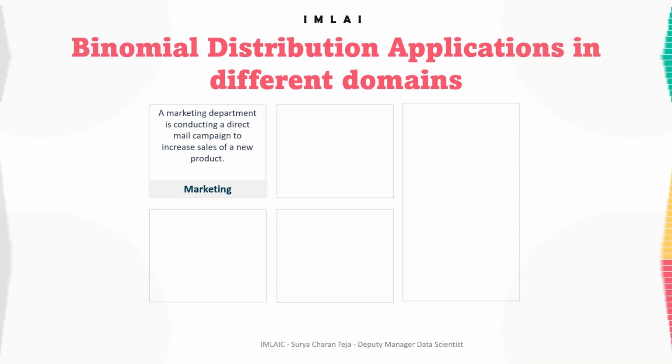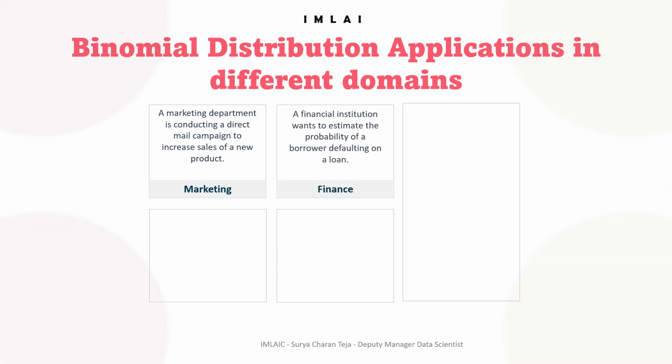So a marketing department is conducting a direct mail campaign to increase sales of a new product. They send out 1,000 mailers, and they want to estimate the proportion of people who will respond and purchase the product. So the number of people who respond to the mailers follows a binomial distribution, and the marketing team can use this to calculate the confidence interval for their estimate of the response rate. So this is marketing.